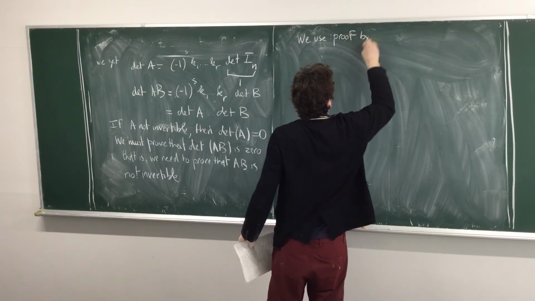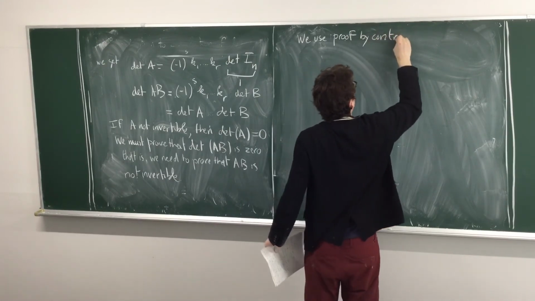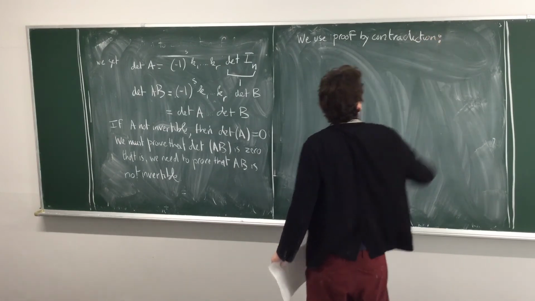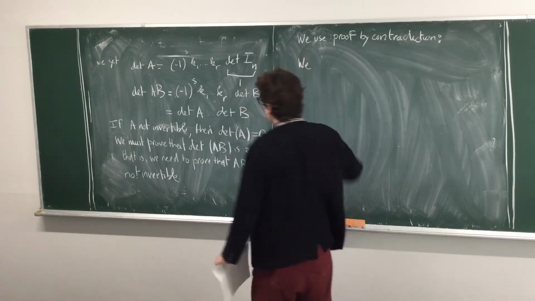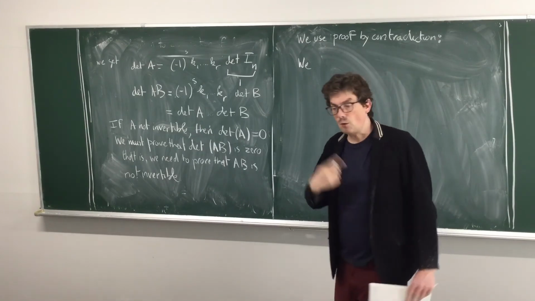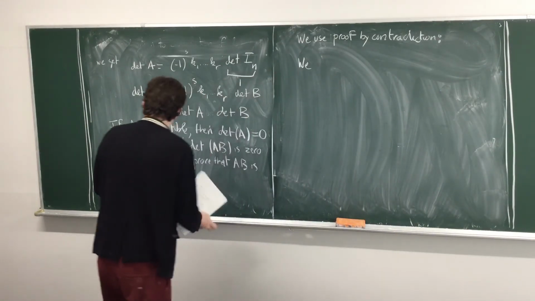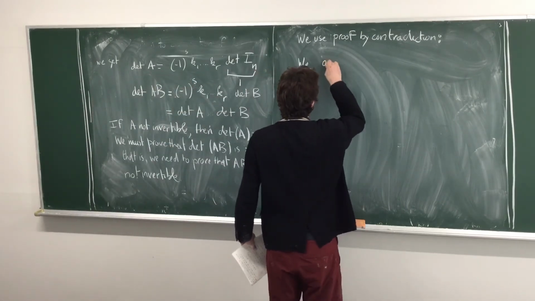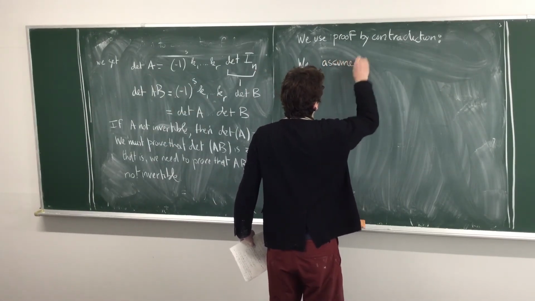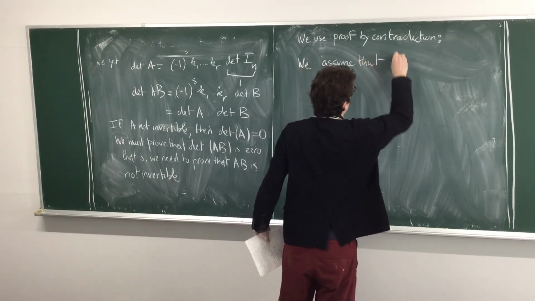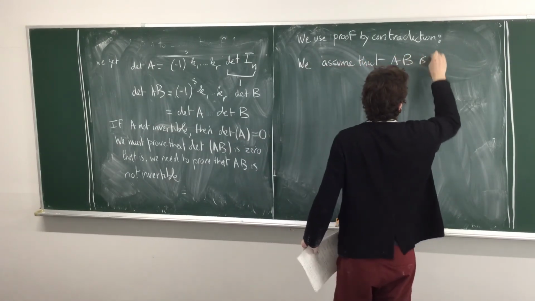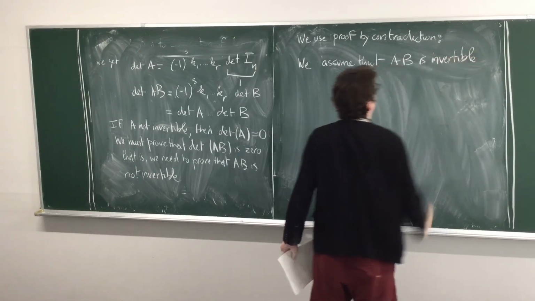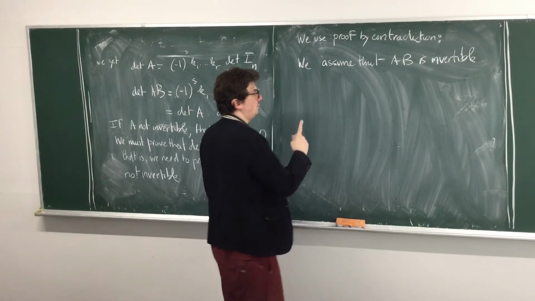Proof by contradiction. This is something very important in mathematics. To prove by contradiction, you are going to assume the opposite of what you want to prove. We need to prove that AB is not invertible. So, we are going to assume that AB is invertible. What does it mean that it is invertible?